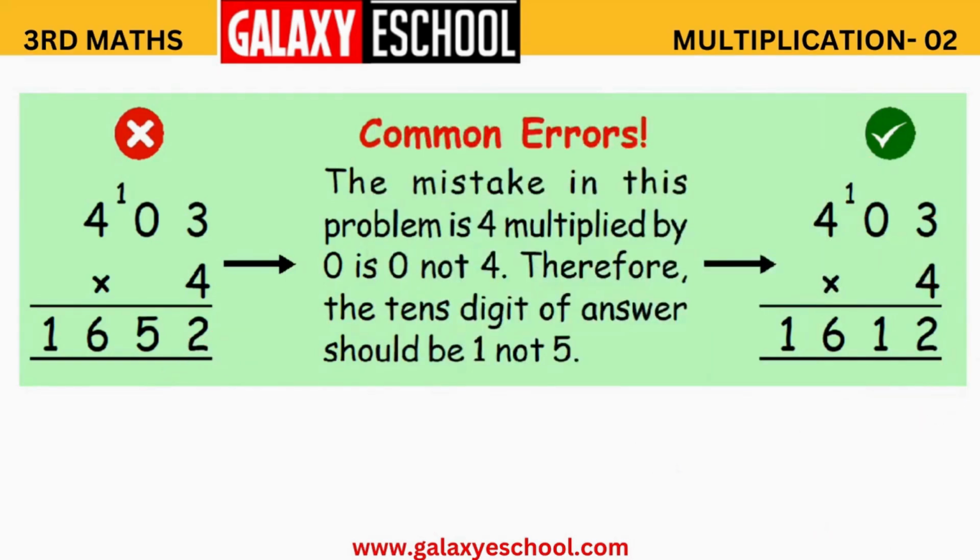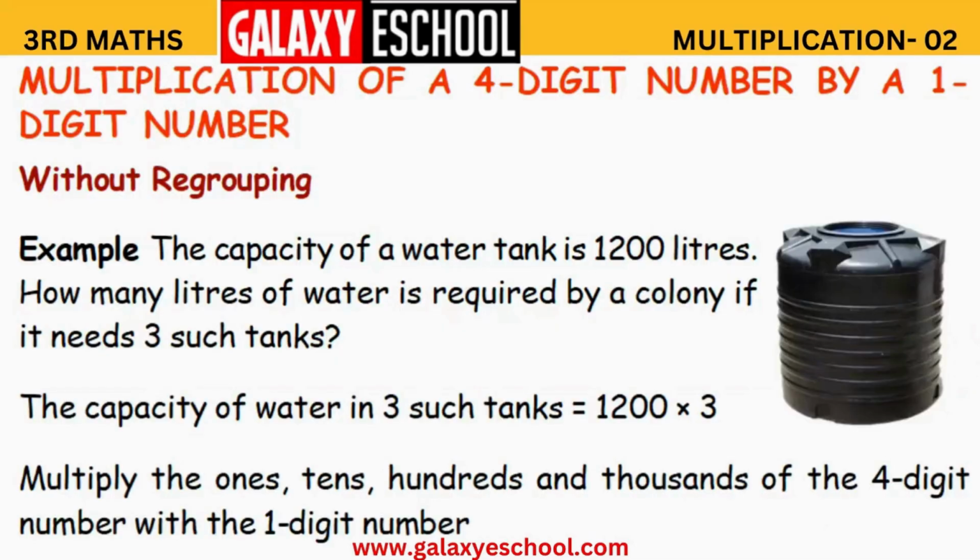So this is the mistake that is done by most students while multiplying a digit by 0. So be careful while multiplying with 0. Now moving on to multiplication of a 4-digit number by a 1-digit number. Now what are we going to learn? Multiplication of a 4-digit number by a 1-digit number.